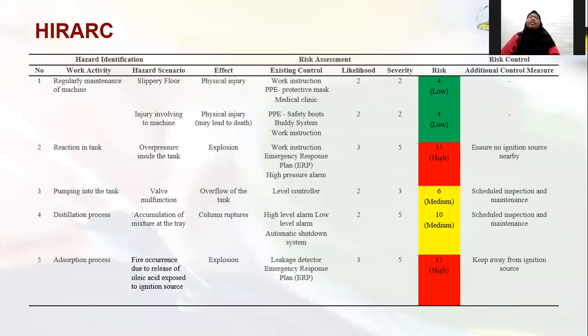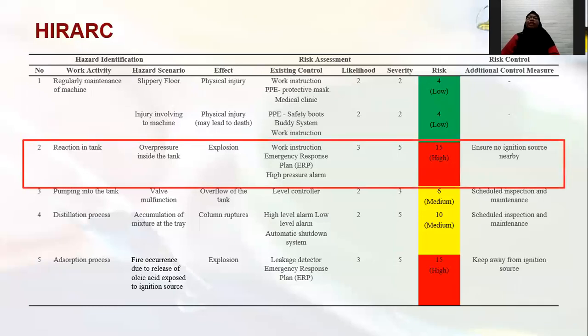From the hazard system, we have done the hierarchy for each unit where we have identified the hazard and done the risk assessment and risk control. And one example that gives the highest risk level is overpressure inside the tank that can cause explosion. The existing control is work instruction, emergency response plan, and high pressure alarm. And the additional control measure is to ensure no ignition source nearby.